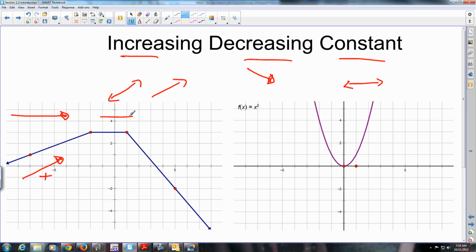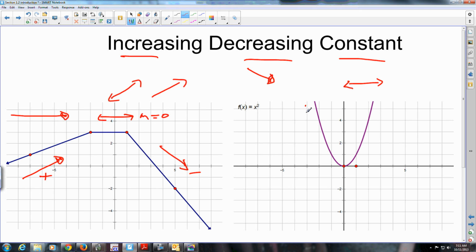Remember, all horizontal lines have a slope of 0. So this would be a section that's constant. This section of the graph is decreasing. And remember, anything that goes down as you read from left to the right has a negative slope. Okay. So how about on a curve?